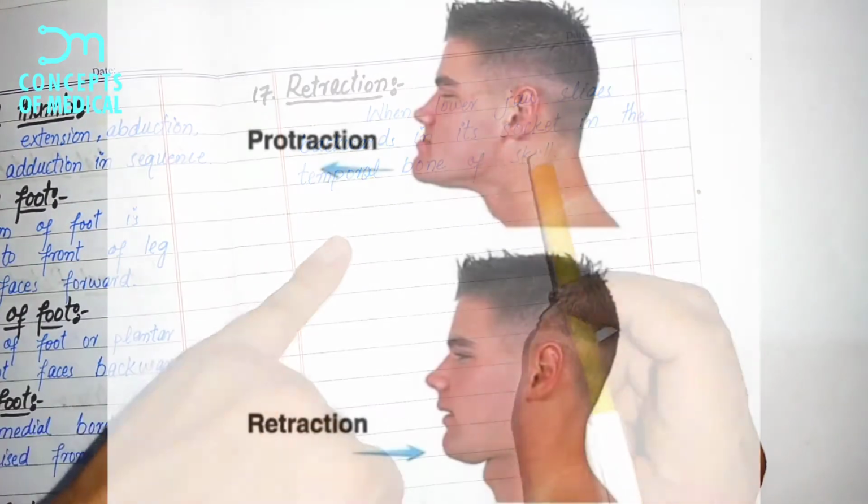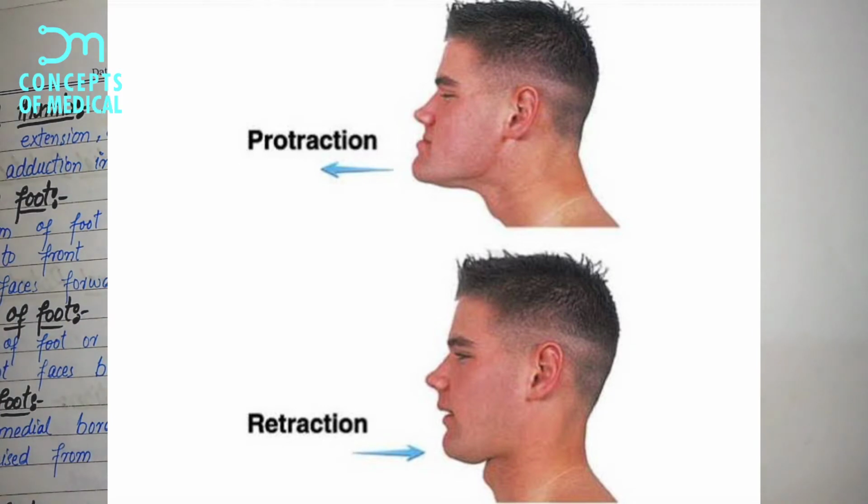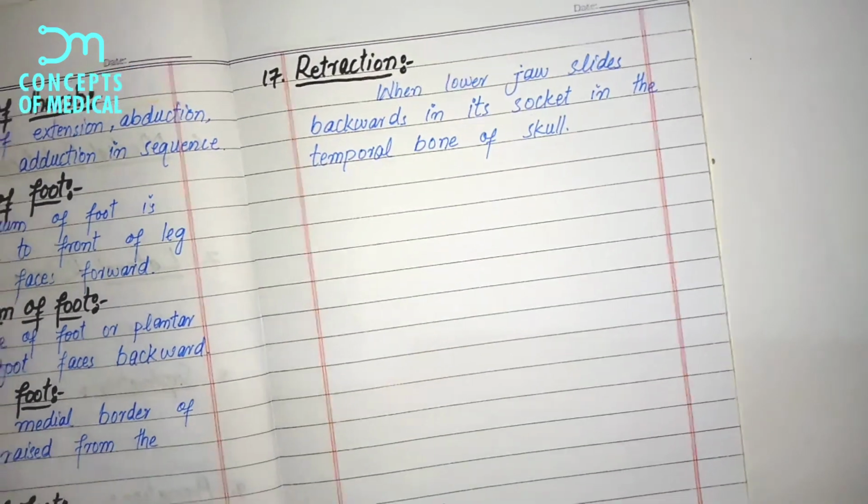You can see it in the picture here on the screen. The upper one is the protraction and the lower one is the retraction. So this was all about movements of our body.